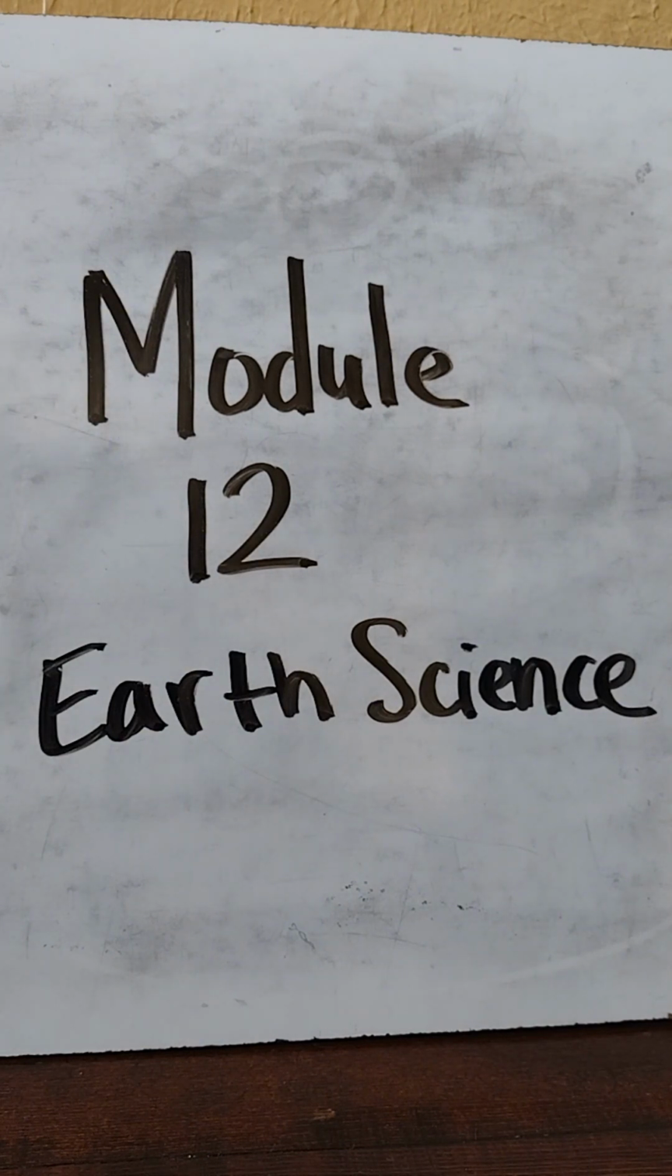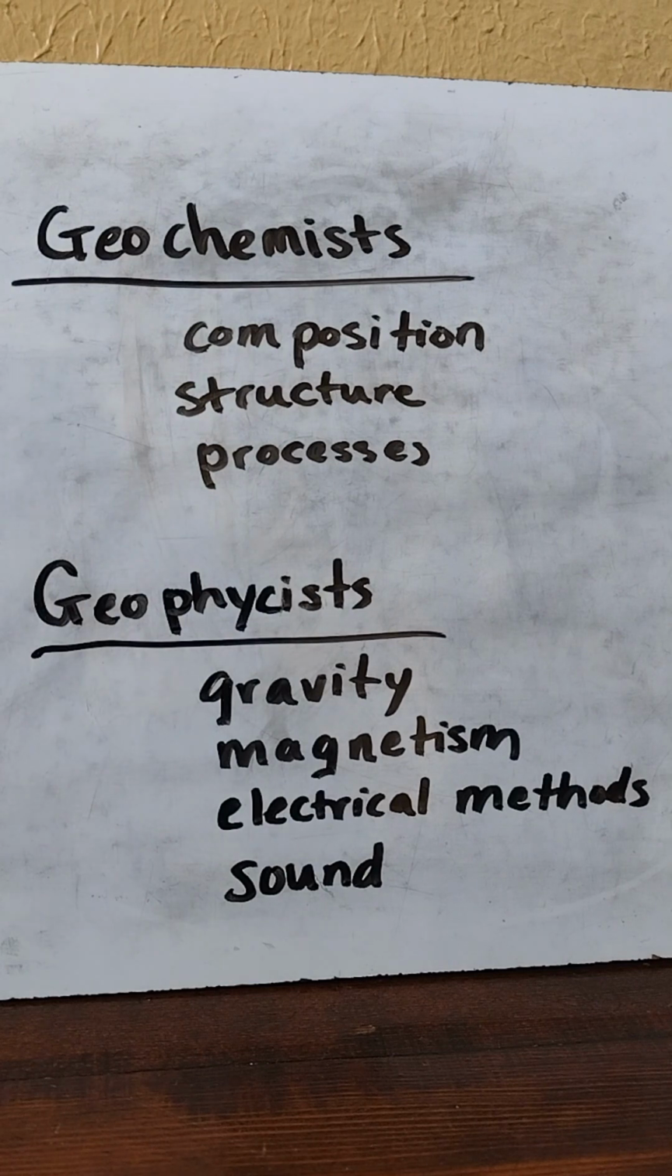So, geology. What is geology? It's the study of our planet Earth. It's the study of the physical structure, the composition, and the geological history, and the processes acting on it. We have the study of chemistry about the Earth and the study of physics about the Earth. So we have the geochemists that study the composition and the structure and the processes. And then we have the geophysicists that study gravity and magnetism and electrical methods and sound on our Earth.